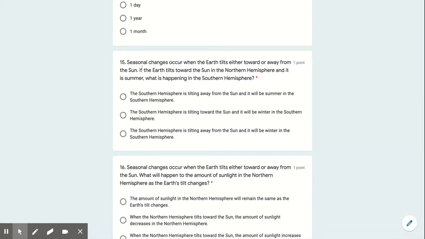15. Seasonal changes occur when the Earth tilts either toward or away from the Sun. If the Earth tilts towards the Sun in the northern hemisphere and it is summer, what's happening in the southern hemisphere? The southern hemisphere is tilting away from the Sun and it will be summer in the southern hemisphere. The southern hemisphere is tilting toward the Sun and it will be winter in the southern hemisphere. Or the southern hemisphere is tilting away from the Sun and it will be winter in the southern hemisphere.